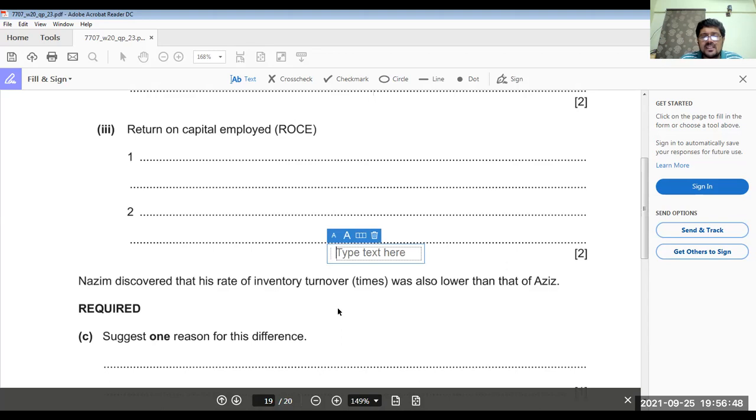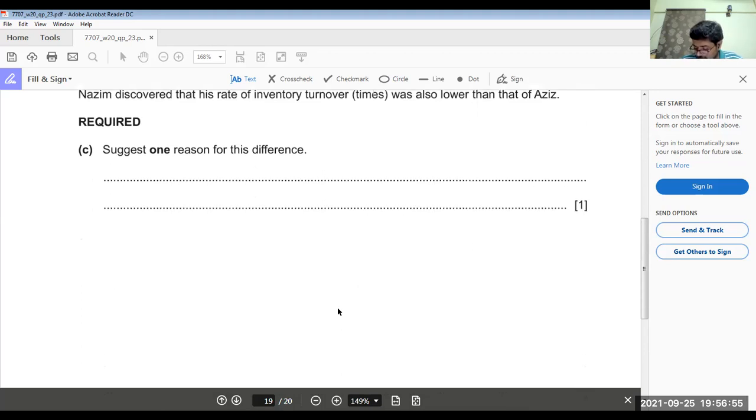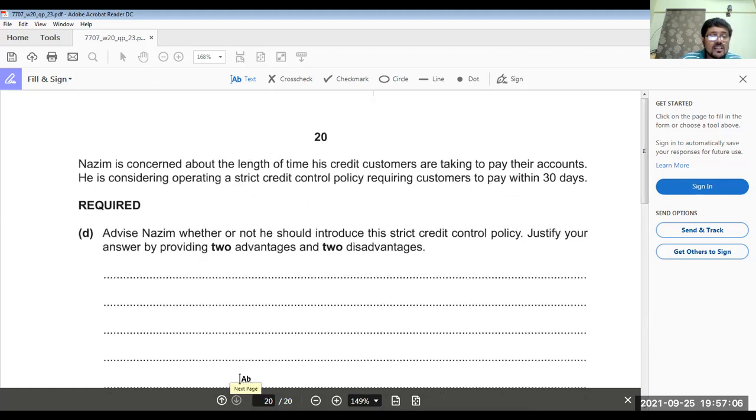Nazim discovered that his rate of inventory turnover in times was lower than Aziz's. One reason for this difference: low inventory turnover is just because of lower sales or higher inventory. It might be possible that Nazim has invested a lot in inventories.